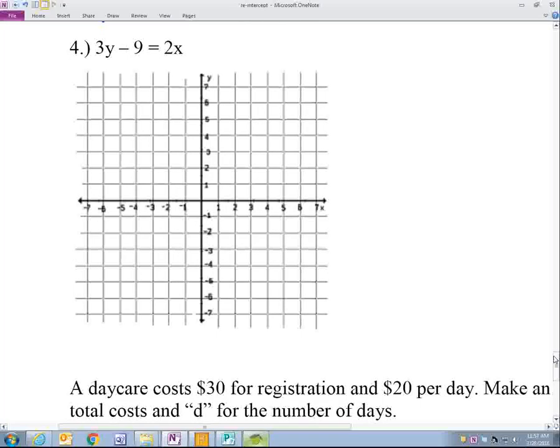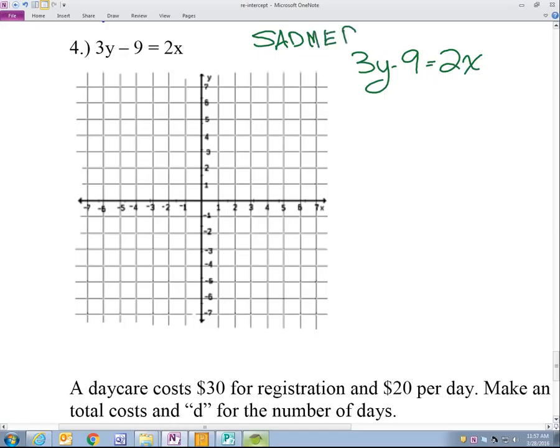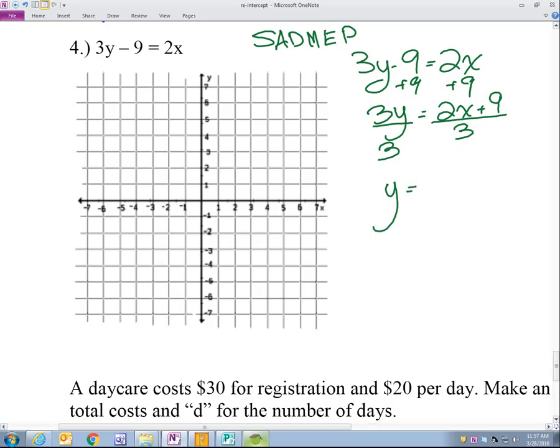Here we go again. It's not in slope-intercept form, so I need to make it into slope-intercept form. So I need to solve for y. I need to use SAD-MEP. Plus 9, 2x plus 9. It's being multiplied by 3, so I need the inverse of that, which is divided by 3. Y equals 2/3 x plus 3. And what I did is I just distributed that divided by 3.